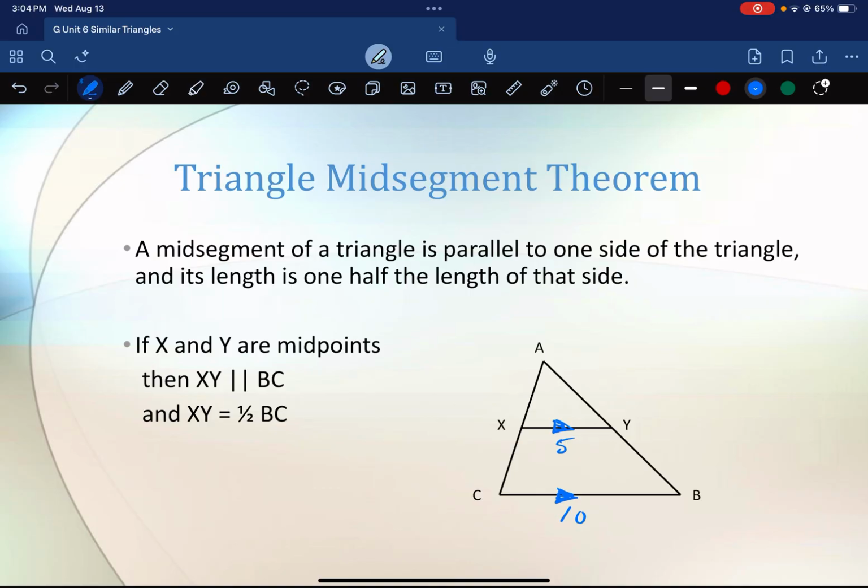Okay? So right here, if X and Y are midpoints, and XY is parallel to BC, XY is half of BC. So if BC is 10, then XY would be half, or 5. Okay? It's only because these are midpoints. X and Y are midpoints. So what you've done is you've basically created a triangle that is just half the size of the larger one by making that mid-segment. So the small triangle is half the size of the large. Okay? Double any side and you get the side length of the large triangle.